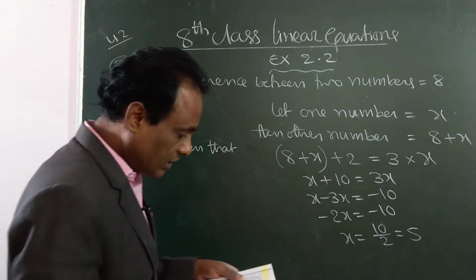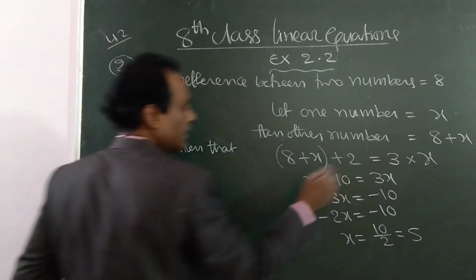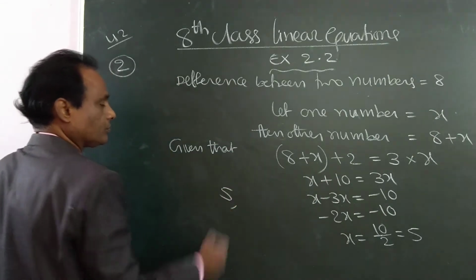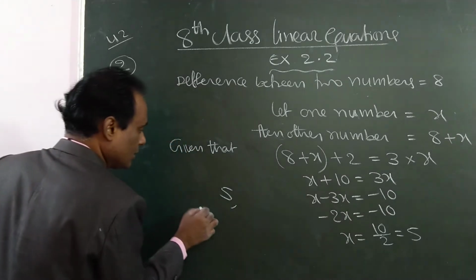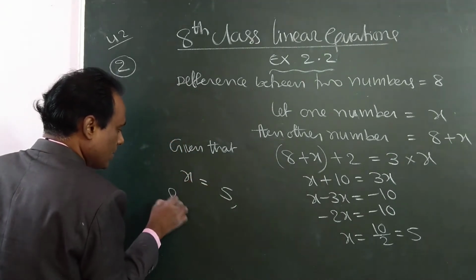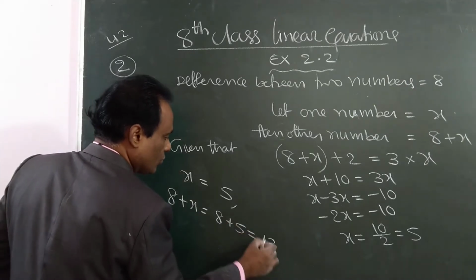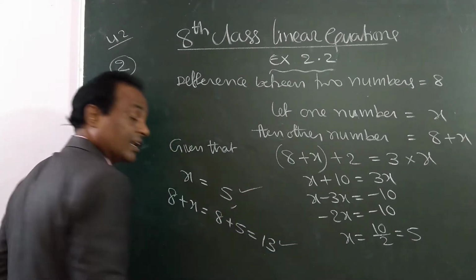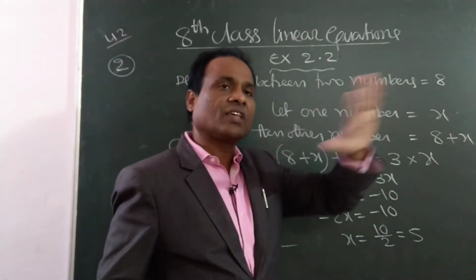So the question is to find the number. See here, x is equal to 5. What is the other number? The other number is 8 plus x. That means 8 plus 5, 13. So one number is 5, the second number is 13. And what is the difference? That is 8.